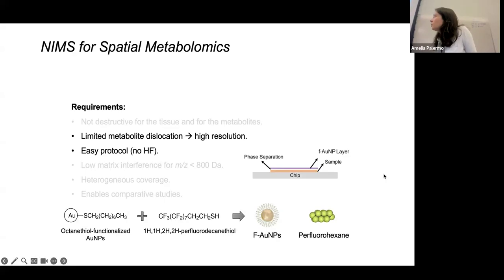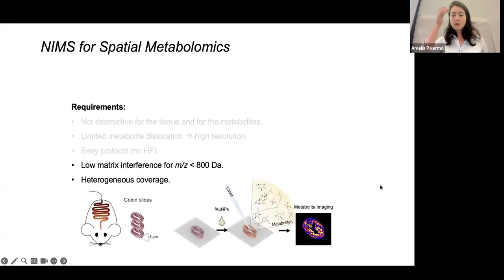And there is an easy protocol for synthesizing them. This is how the gold nanoparticle looks when we buy it, and then this is the simple reaction to synthesize it in the lab. It's a 3-day process. It's quite simple, so it does not need a full organic chemistry lab. Okay, so low matrix interference.